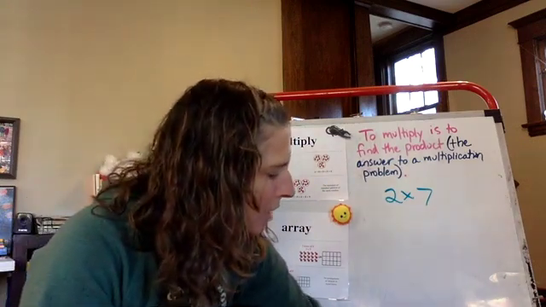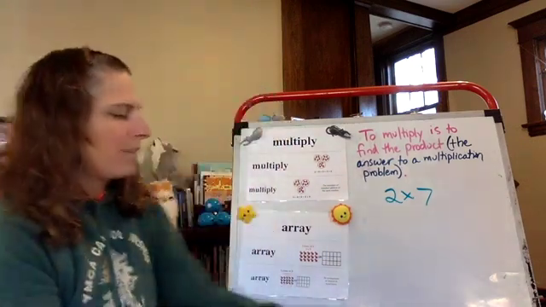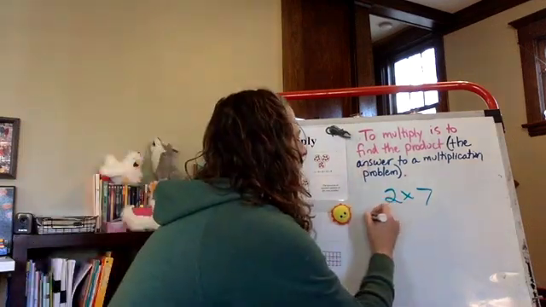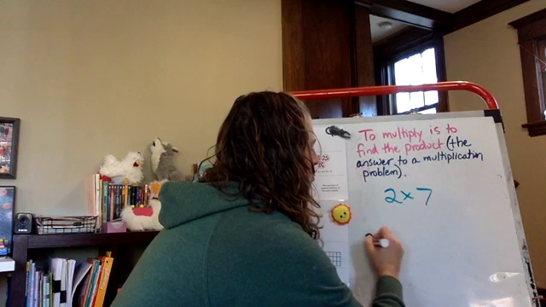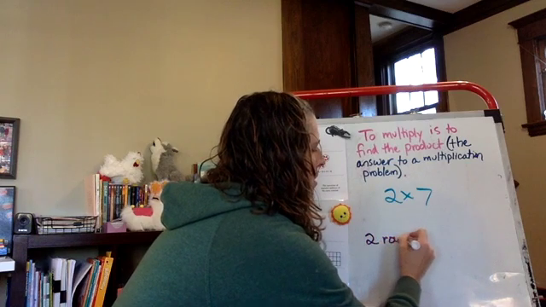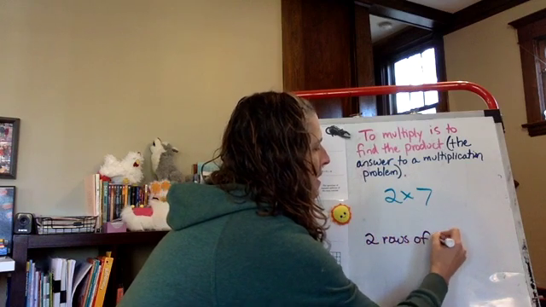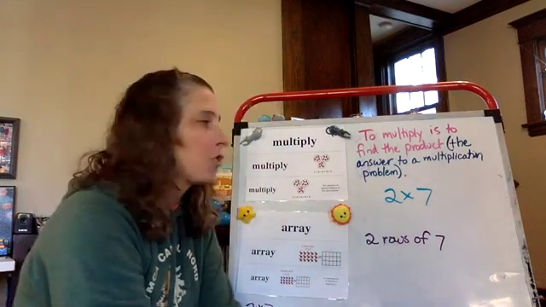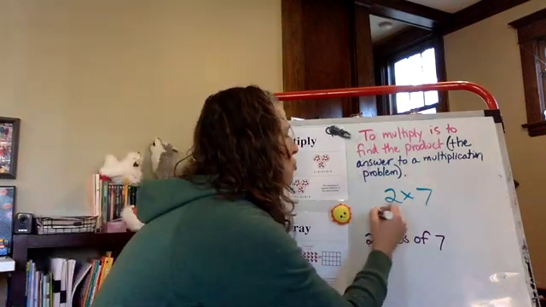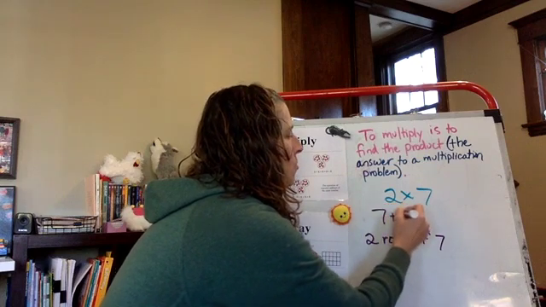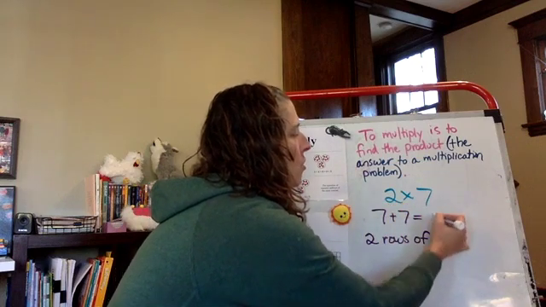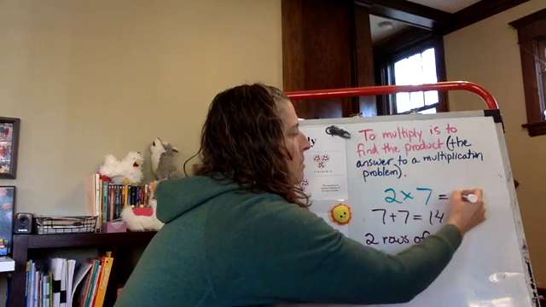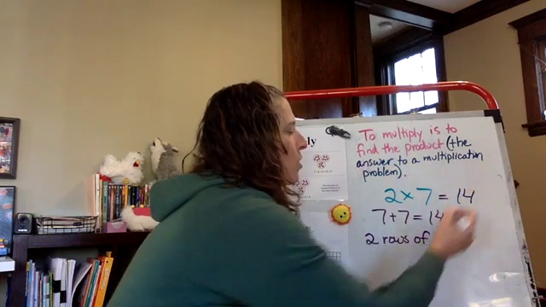Let's look at what 2 times 7 looks like. Let me get the best pen I can. Think of it this way: it would be 2 rows of 7. A way to show it with repeated addition would be 2 groups of 7, so it would be 7 plus 7. I know that 7 plus 7 equals 14, so 2 times 7 must equal 14.